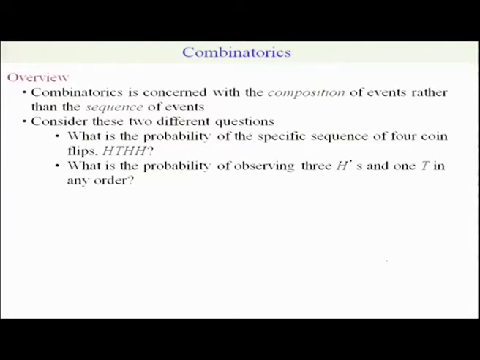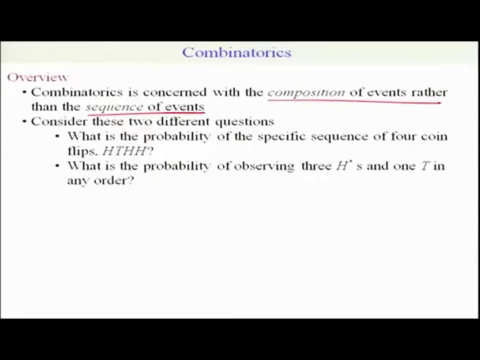In addition, combinatorics is used in probability theory. So, let me just go through an overview of that. Combinatorics is concerned with the composition of events rather than the sequence of events. Now, consider two different questions. For example, what is the probability of a specific sequence of 4 coin flips? So, the specific sequence is H, T, H, H.